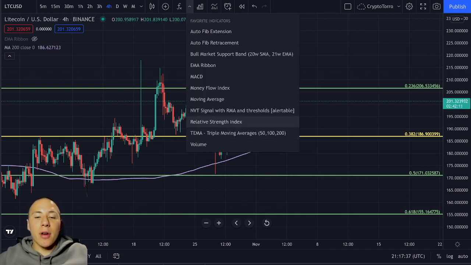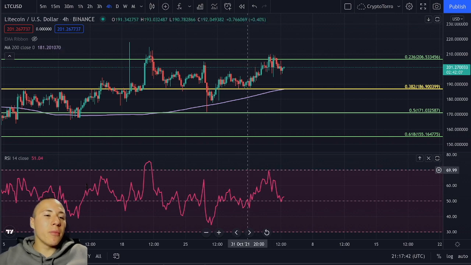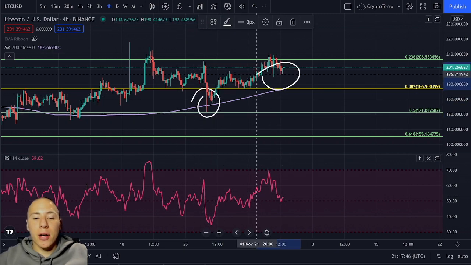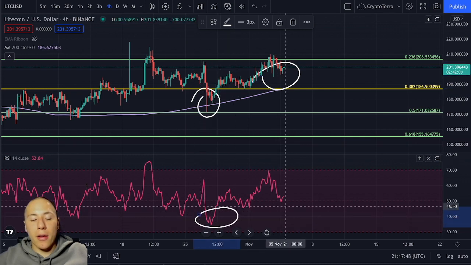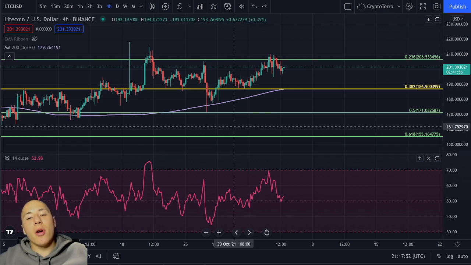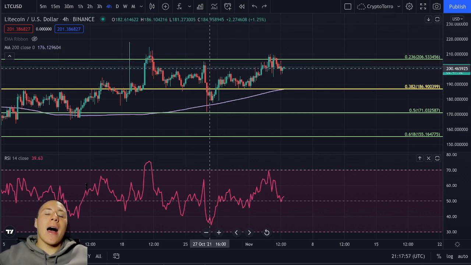I would like to enable the RSI, and if we take a look at the RSI, what you can clearly see is that we are not seeing any type of bullish divergences. We are creating a higher low on the chart, but as well a higher low on the RSI, so therefore there is no bullish divergence. As well, we are not seeing a bearish divergence because we are not seeing any type of higher high and lower high on the RSI, for example.